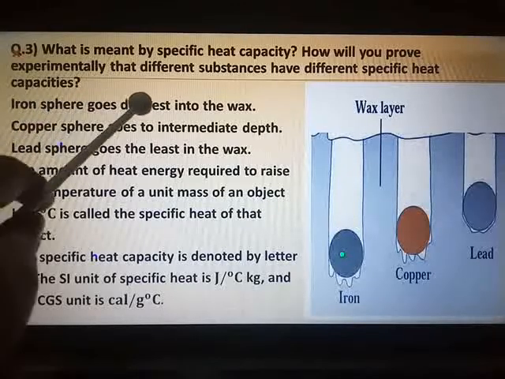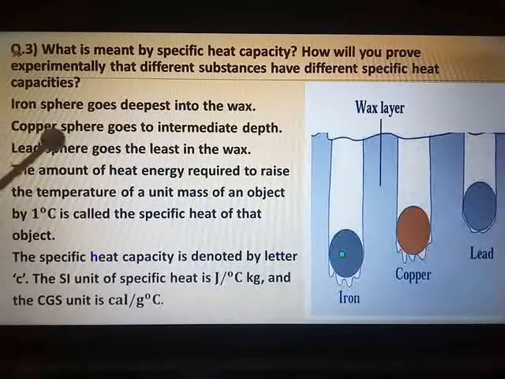Iron sphere goes deepest into the wax. Copper sphere goes to intermediate depth. Lead sphere goes the least in the wax. Now here one more statement you have to add. You can see the paragraph below the procedure on page number 68. In that paragraph, first line, the sphere which absorbs more heat from the water will give more heat to wax. More wax will thus melt and the sphere will go deeper in the wax.